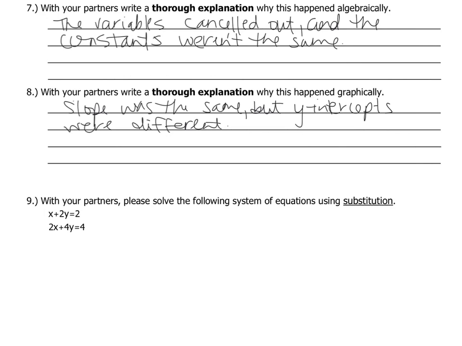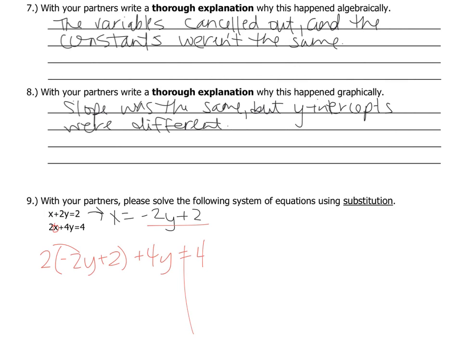Now looking at this bottom one, again we're going to do substitution. So we're going to solve for x, and x equals negative 2y plus 2. And we're going to plug negative 2y plus 2 in for this x. So 2 times negative 2y plus 2 plus 4y equals 4. We're going to do the distributive property. So negative 4y minus 4, plus 4, plus 4y equals 4. You'll notice that the y's cancel each other out because negative 4y and positive 4y cancel each other out. 4 equals 4, so this one is infinitely many.